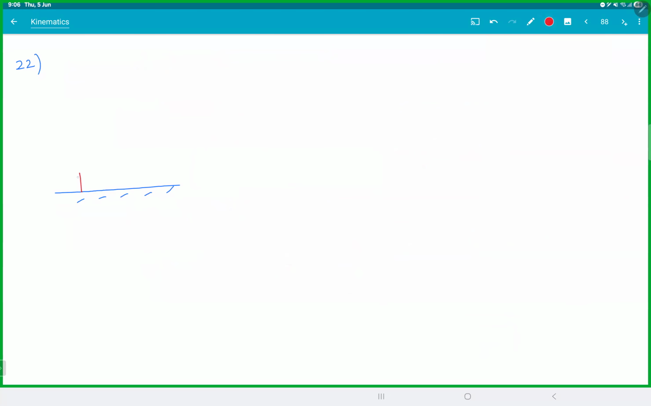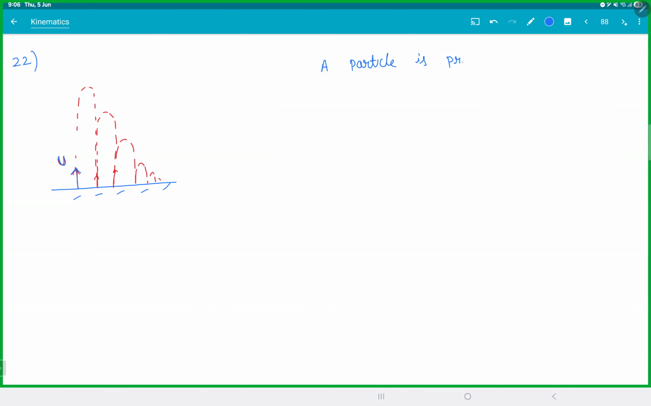We have a particle projected with speed u. The particle goes up, comes back, falls on the ground, bounces again, falls on the ground, bounces again, falls on the ground, and so on. Technically speaking, it should be on the same line, but for you to understand, I'm drawing it a little to the side. So this particle will just keep hitting the ground non-stop and bouncing. A particle is projected vertically with u.